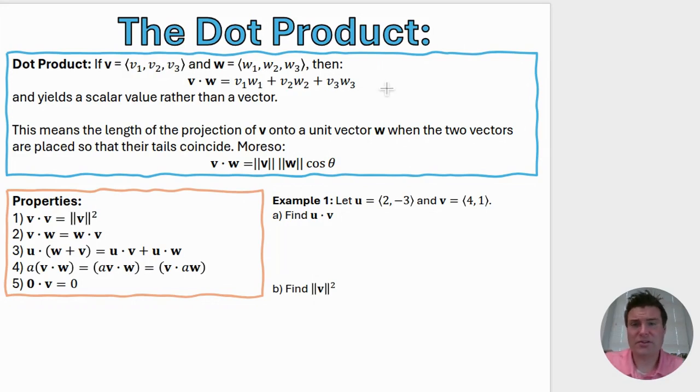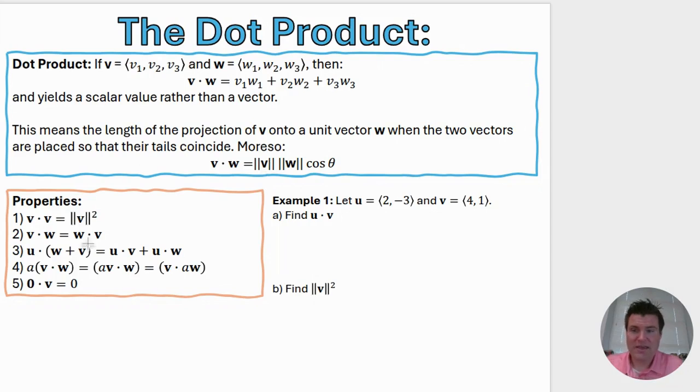So I get asked this question all the time. What does a dot product actually give us? It actually gives us the length of the projection of v onto the vector w, when those two vectors are placed and their tails coincide. So that really doesn't mean much to anybody, but what that really does mean is that v dot w is the same thing as taking the magnitudes of v and w and multiplying them times the cosine of the angle between them.